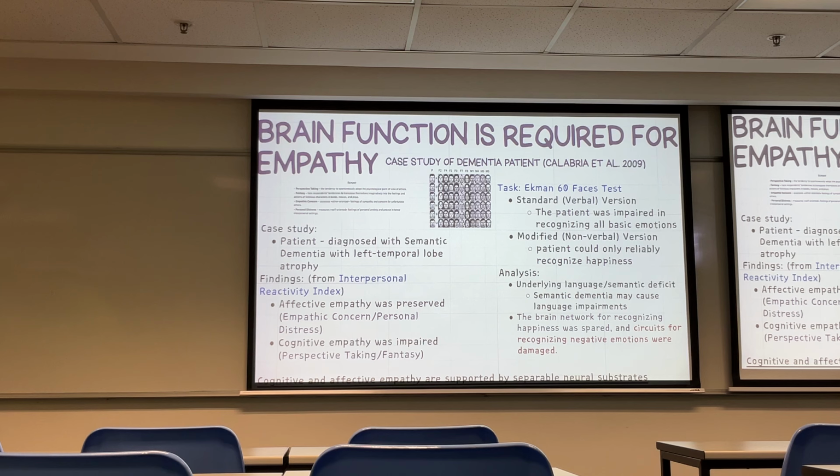In the modified nonverbal version, the patient could only recognize happiness. This test involved 6 photographs displaying 6 possible basic emotions alongside a target photograph. The patient was required to choose a photograph that matched the emotional expression of the target photograph. They analyzed that there is a possible underlying language semantic deficit, as she had difficulty linking visual emotions to the correct linguistic concepts. The brain network for recognizing happiness was spared, yet circuits for recognizing negative emotions were damaged.